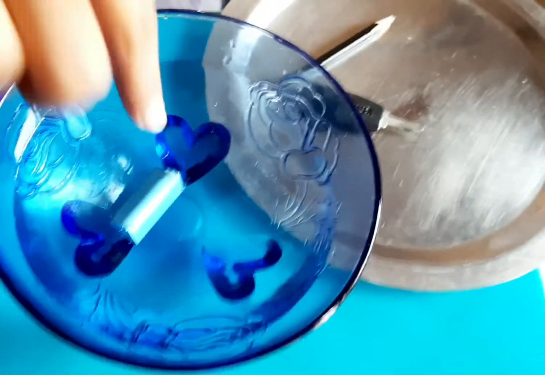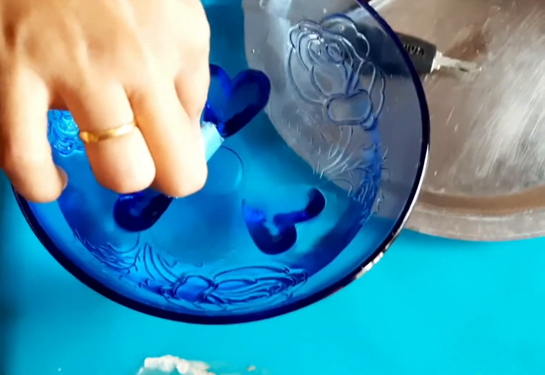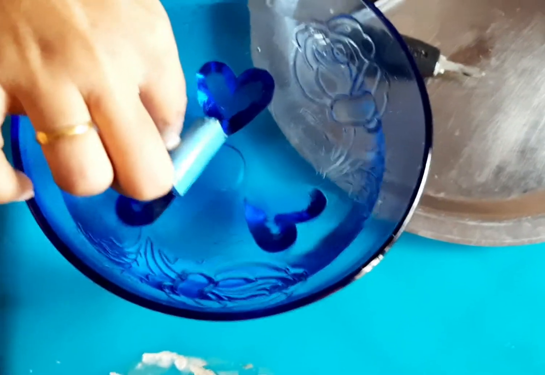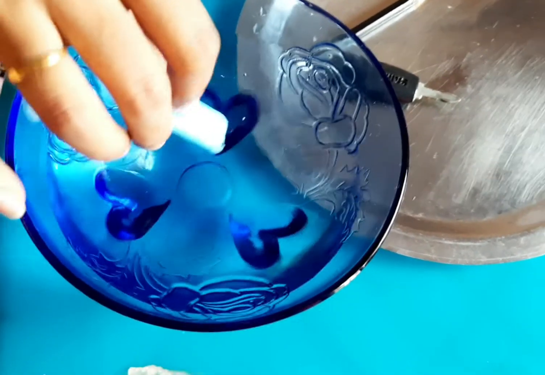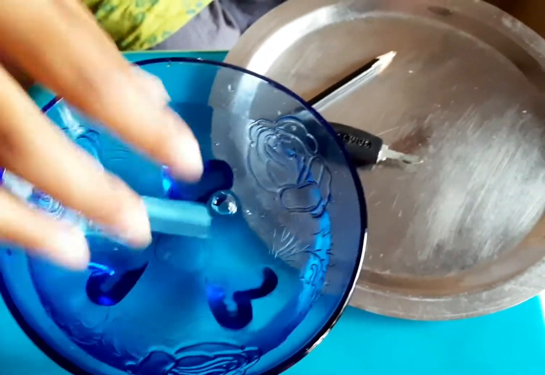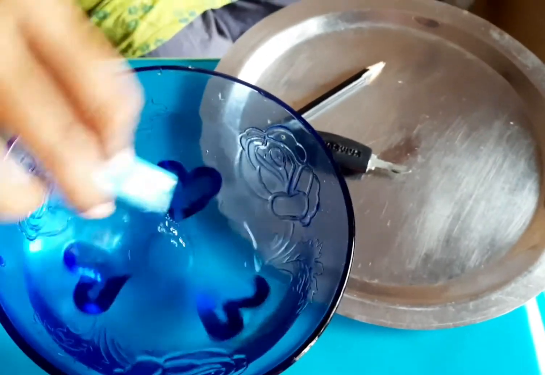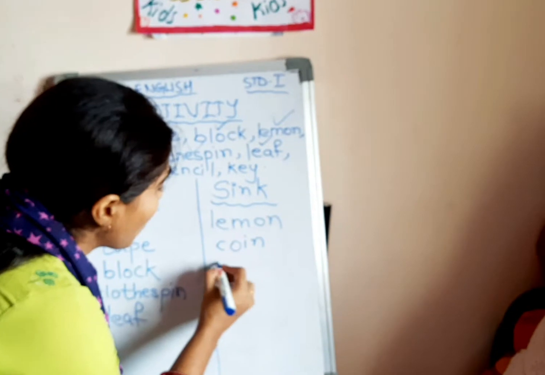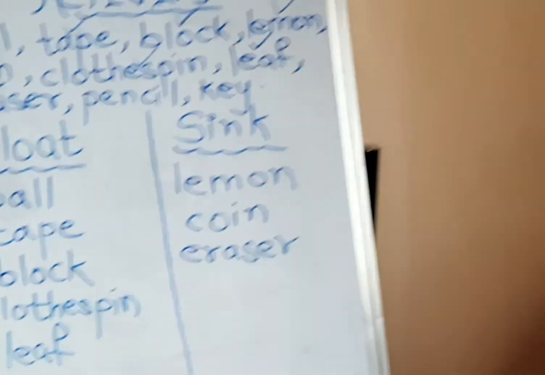Let us see what do we have next. An eraser. See, now I put this eraser in the bowl of water and see what happened. Immediately it went to the bottom of the bowl, and we can say that an eraser sinks in the water. Yes, so let us write the name of the eraser in the sink column. So eraser sinks in the water.